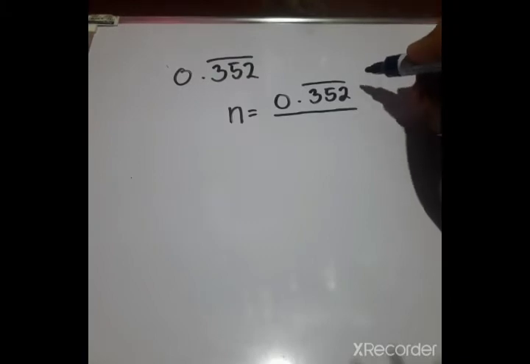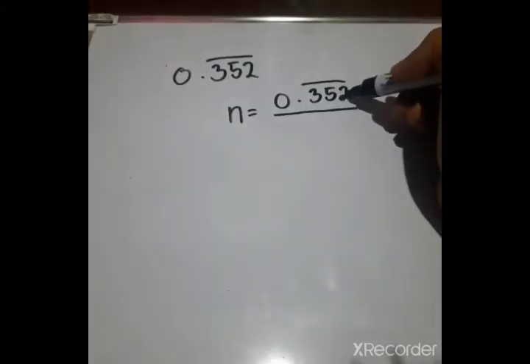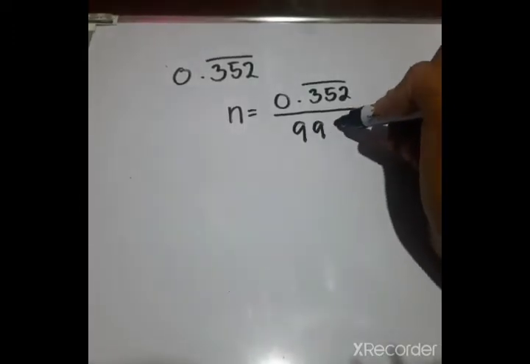Yes, we have 3. Why? Because 3, 5, 2 are below the vinculum. So therefore, we have 3 terms which are repeating. In other words, we will write 3 nines. 1, 2, 3.